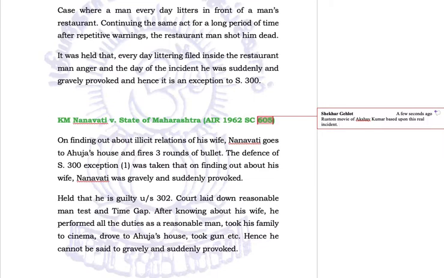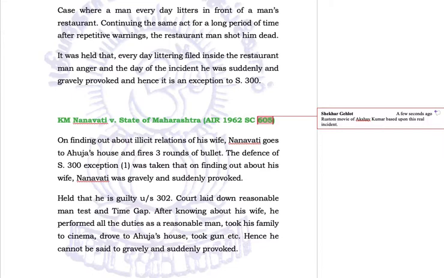He comes back and finds out that his wife is having an illegal affair with some other man, with his friend. On finding out about the illicit relations of his wife, Nanavati goes to Ahuja's house and fires three rounds of bullets. The defense of section 300 exception 1 was taken, that on finding out about his wife, Nanavati was gravely and suddenly provoked. Now what did Nanavati do? Okay, let us see. Held: he is guilty under section 302. The court held that he is guilty of committing murder.